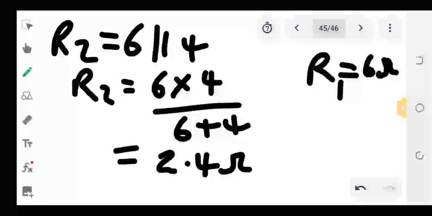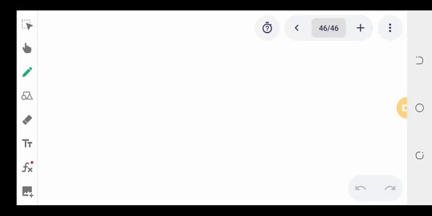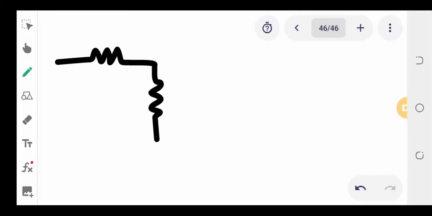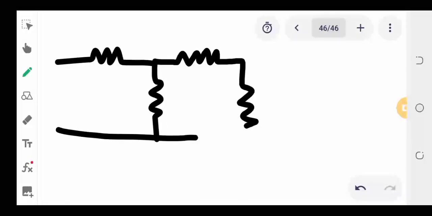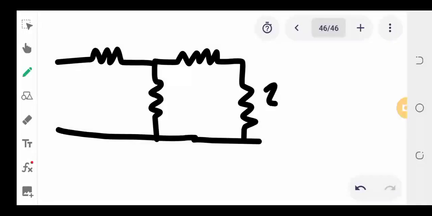In this case, we move to the next page. Let us redraw this circuit a bit. So redrawing this circuit a bit, we have this. We have the 10 ohm resistor here. Then we have this resistor, then we have this resistor again here. So this has reduced now to a single resistor, which is a 2.4. Then we have one resistor coming all the way.